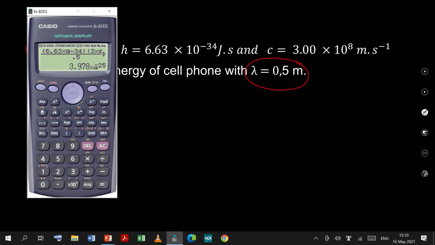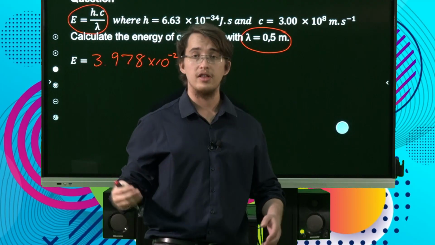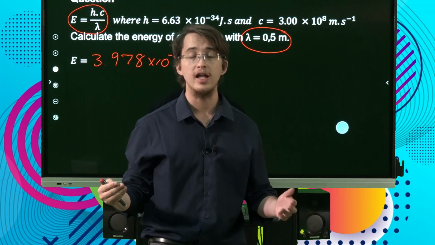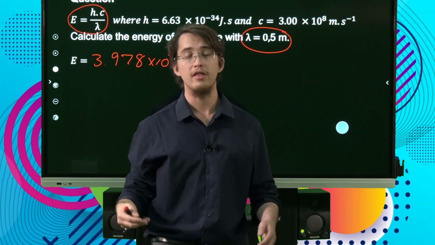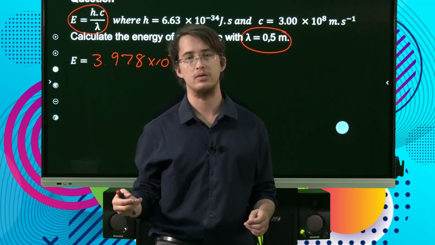And when we push equals, we can see that our energy reading is 3.978 times 10 to the power of minus 25 joules. So would you look at that? The amount of energy a photon of cell phone radiation is carrying is significantly smaller than that of a medical X-ray. So what can we infer from that information?